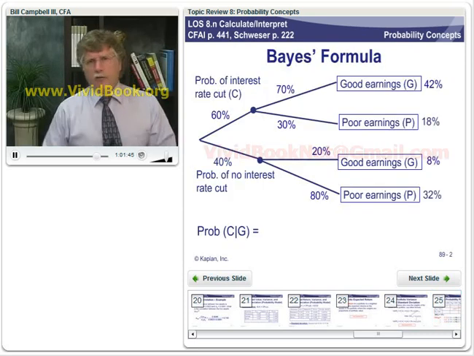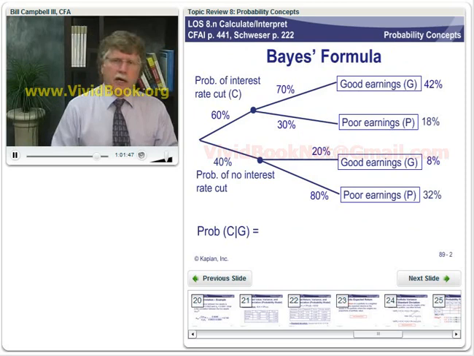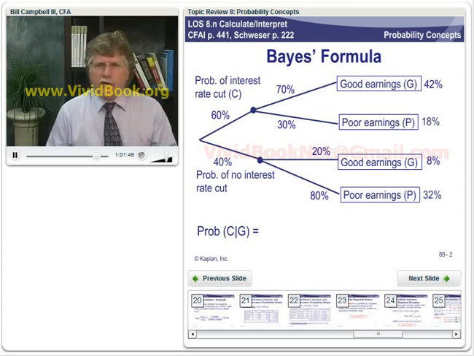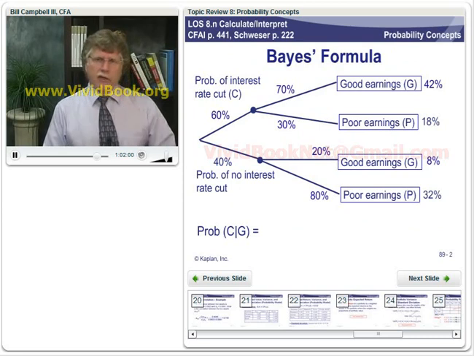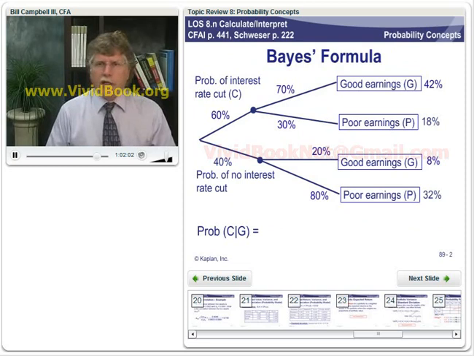All right, Bayes' formula. I promised you this from a long time ago. An easy way to do the Bayes' formula calculations is to set up a tree. This is just like the tree that we had before, where we had the probability of recession given an interest rate hike, or probability of a recession given no interest rate hike, and so on. Exactly the same kind of tree, exactly the same kind of calculations.